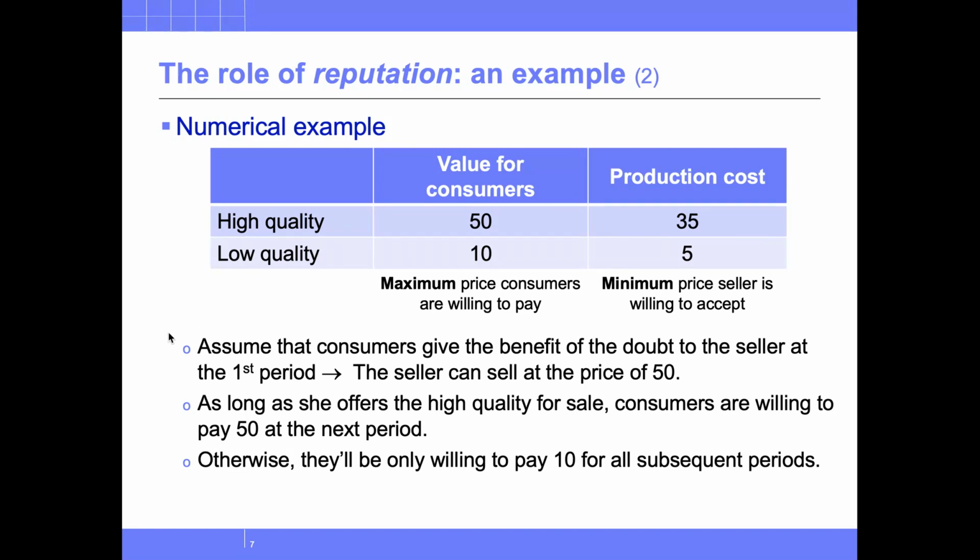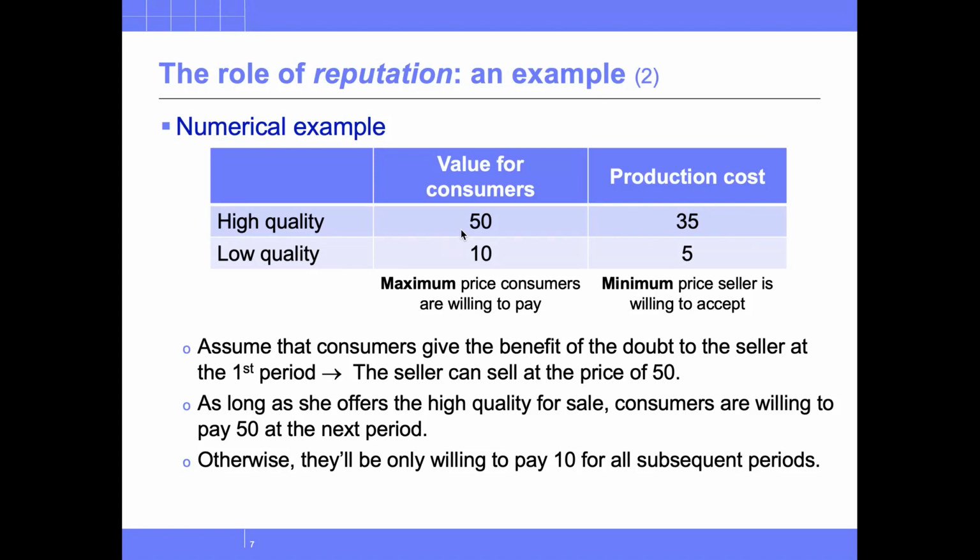Now, what do we assume concerning the beliefs that consumers have? Well, we will assume that consumers give the benefit of the doubt in the first period. They give the benefit of the doubt to the seller by assuming that the seller is putting a high quality product on the market, and consequently, consumers are willing to pay the high price of 50. Consumers keep these beliefs as long as the seller is offering high quality for sale period after period.